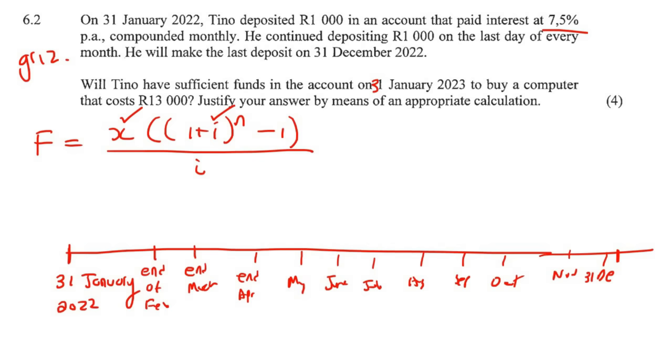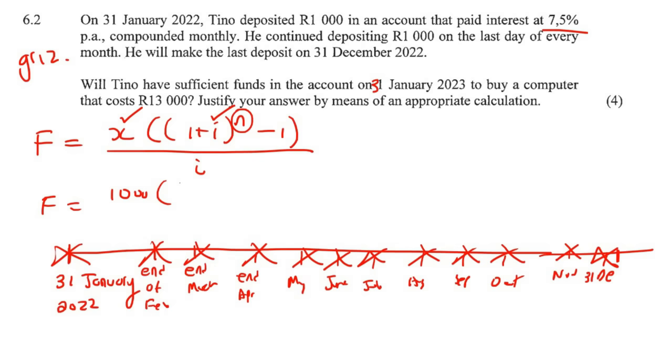So how many payments does he make? 1, 2, 3, 4, 5, 6, 7, 8, 9, 10, 11, 12. Okay, so N would be 12. So we're just going to go like this, 1,000, well, not 10,000. So 1 plus, now the interest rate is 7.5%, so you could say 7.5%, or you could say 7.5 over 100, or you could just say 0.075. It's compounded monthly, and here you would normally say the years times 12 or however, but this number here is actually the number of payments.